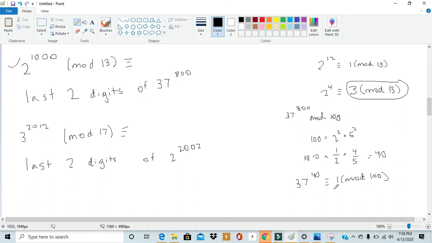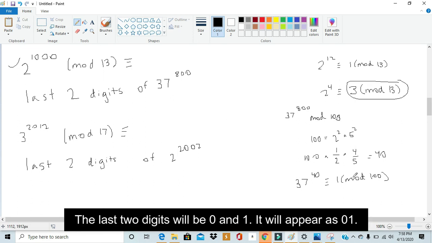So every 37 to the 40 is 1 mod 100. So if we do this 20 times, we're going to get 37 to the 800. And if we raise 1 to the 20 times, we're going to get 1 mod 100 still, because 1 to the power of any integer value will give us 1. So since we raise these both to the 20th power, we're going to get 37 to the 800 being congruent to 1 mod 100. Thus, the last two digits of 37 to the 800 will just be 1. So that's our answer for challenge 2.